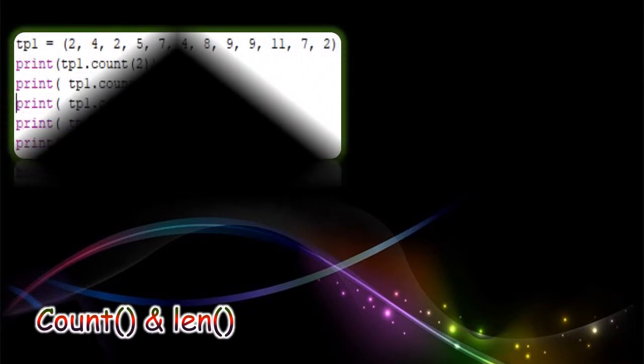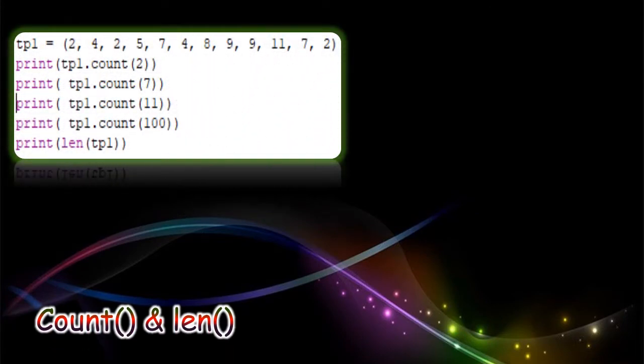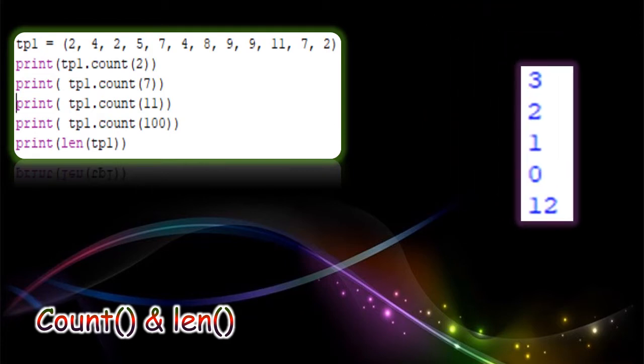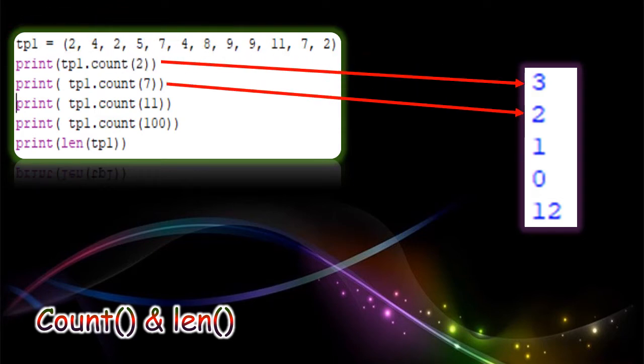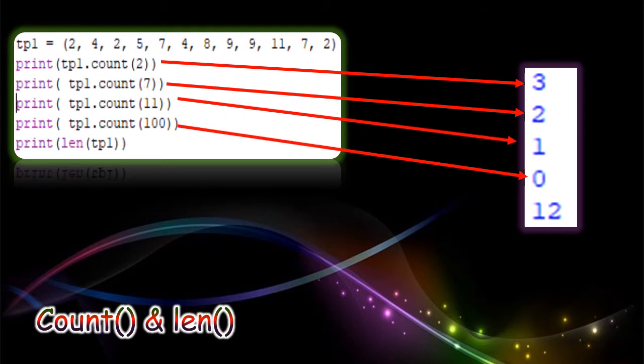So first the count and length functions. Say tuple 1, and tuple 1 dot count of 2 means how many times 2 is present in it: it printed 3 times. And 7 appears 2 times, and 11 appears only 1 time, and count of 100 does not appear in tuple 1, so it returns 0. And the total length of tuple 1, the number of elements in the tuple, is 12. That's printed.